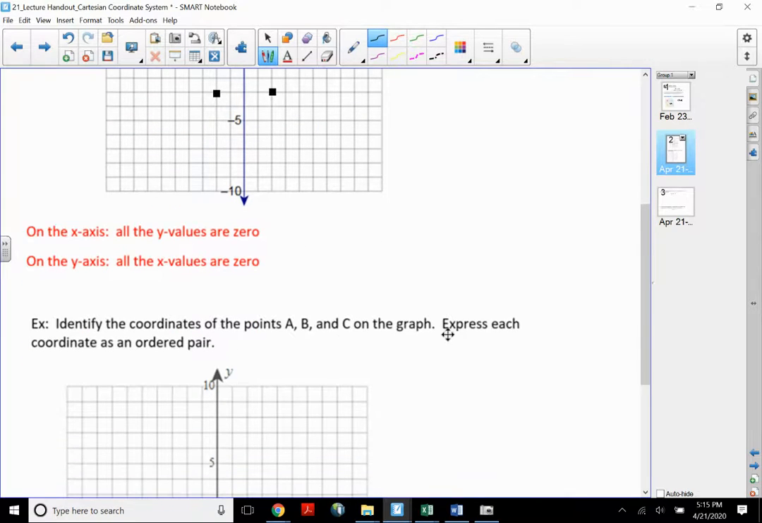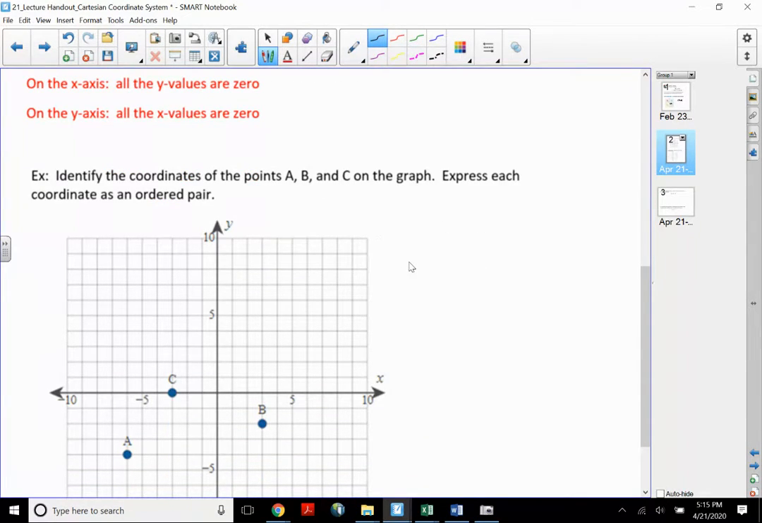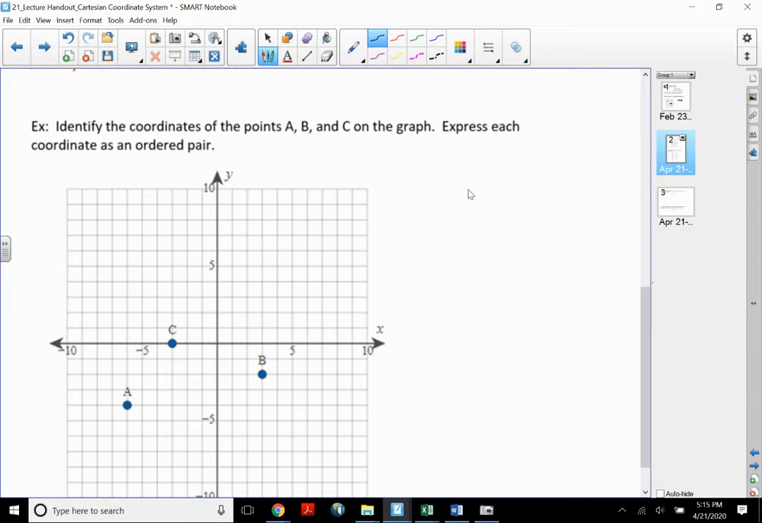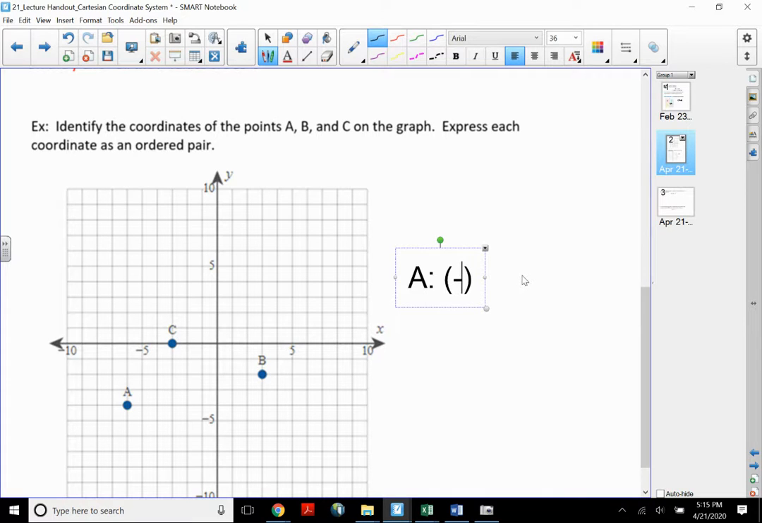All right, identify the coordinates. Remember, when you write out coordinates or points, you have to include the x value and the y value. Let's take a look at A. To reach A from the origin, I need to go to the left 1, 2, 3, 4, 5, 6, then down 1, 2, 3, 4. So that would be -6, -4. You have to use parentheses as well when you write coordinates.